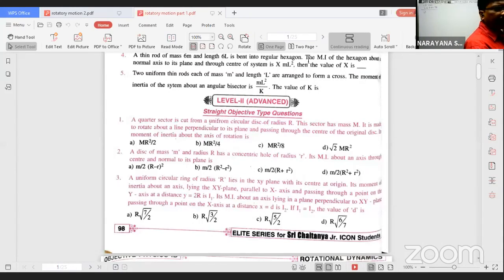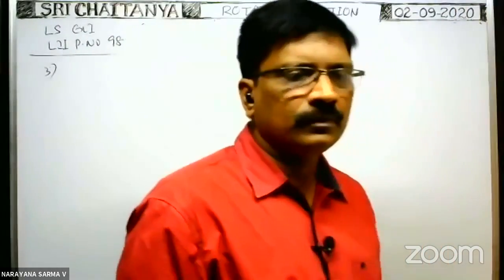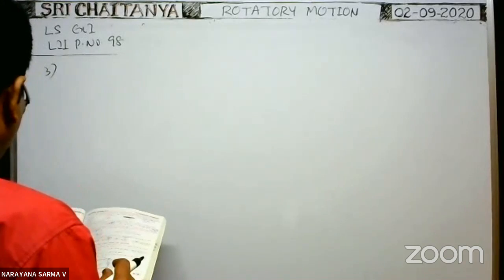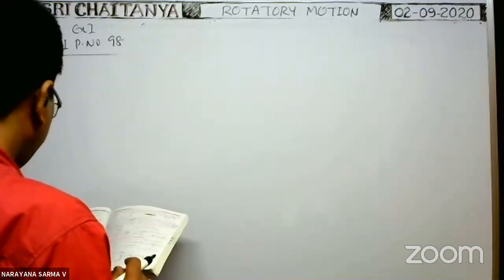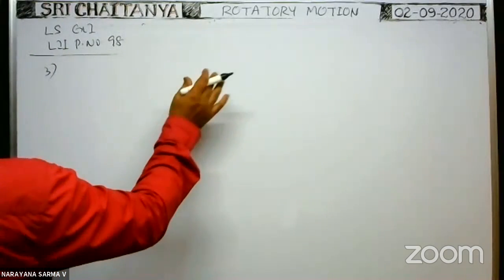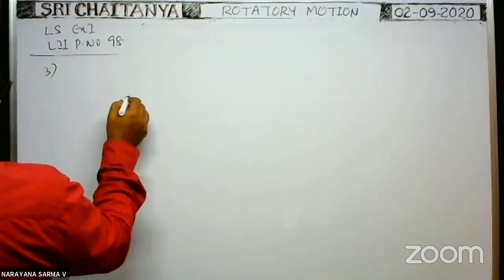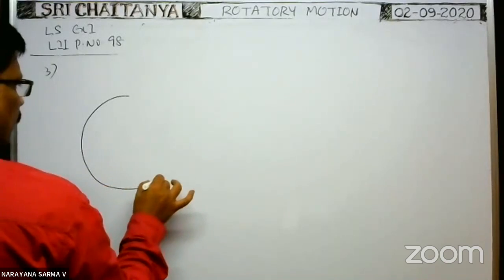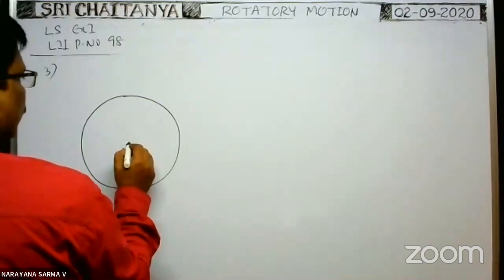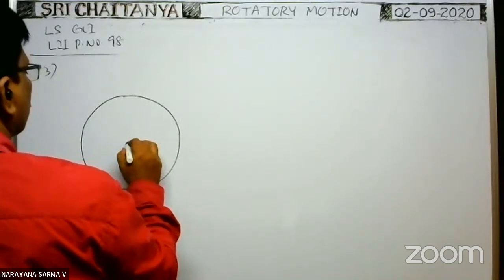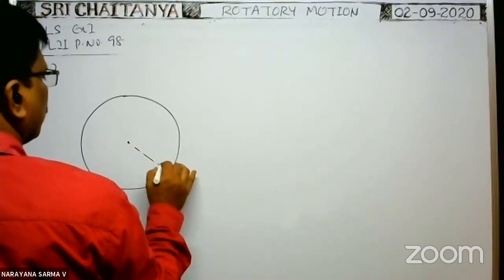Okay, I will draw the diagram first. You see, all of you. It is a very, very important problem for advanced especially. A uniform circular ring of radius capital R lies in the xy plane. Suppose the plane of the board is the xy plane, you take, because in order to understand the diagram clearly, you take it like that. This is the circular ring, of radius capital R.